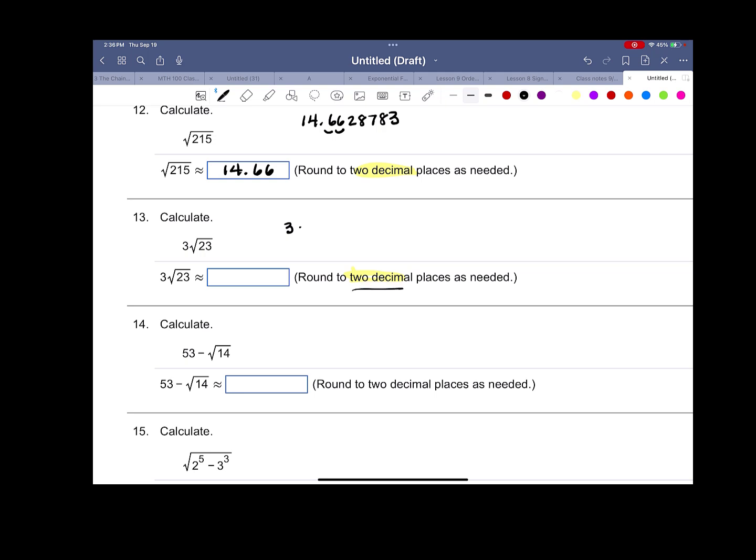So I've got second x squared 23. So this is going to be times, and I'll put it in parentheses, 4.79583. And this is going to be an estimate. 3 times 4.79583 gives me 14.38749. To 2 decimal places, I've got this 7. It's going to bump that up to 14.39. Now you'll notice here that I use parentheses for multiplication.